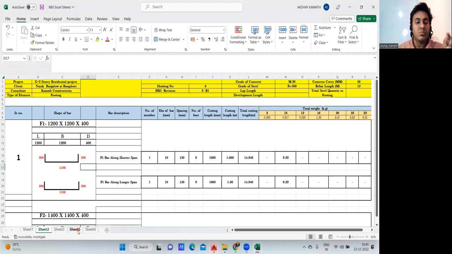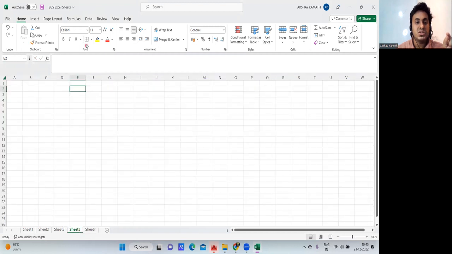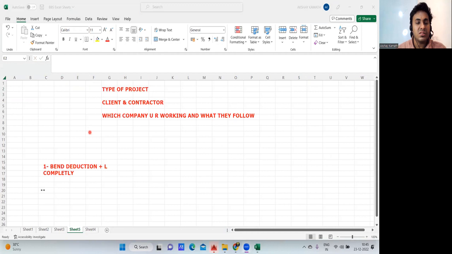Now we'll go to case number two. Let us say in your company they told you there is no need of bend deduction; you don't have to apply the bend deduction. Also, whatever L you are taking, you can take 2/3 of the L. That means for whatever L we got, again you take 2/3. 2/3 means 67%. I'll write it this way: 2/3 L. This is another company.